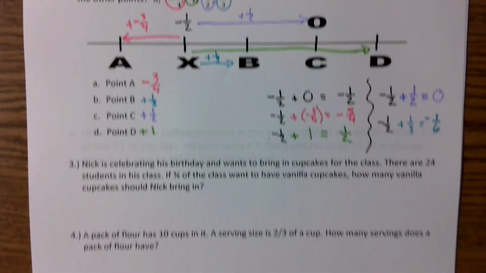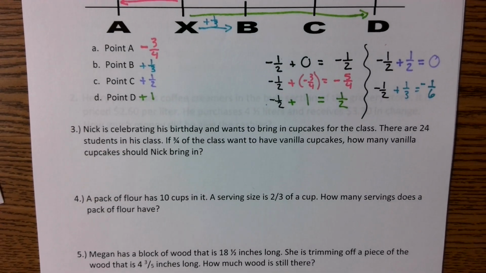Okay, problem 3. Nick is celebrating his birthday and he wants to bring in cupcakes for the class. There are 24 students in the class. If 3/4 of the class want to have vanilla cupcakes, how many vanilla cupcakes should Nick bring in? Okay, so 3/4 is not a number of students. It's just a portion. It's not a physical number, right? You can't be 3/4 of a student. So we're finding the portion of the class.